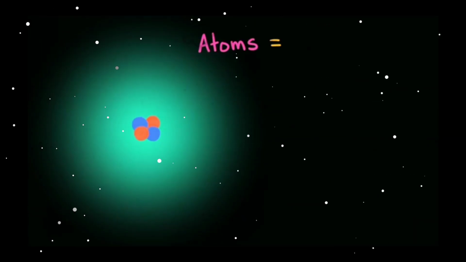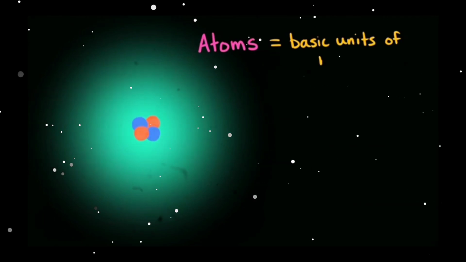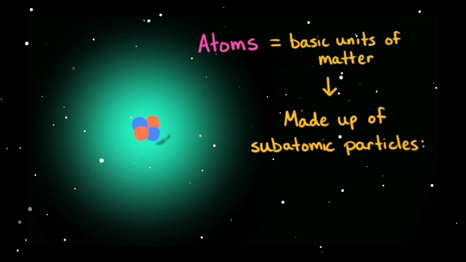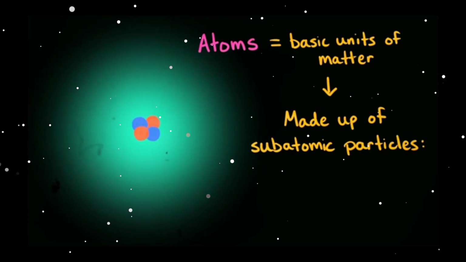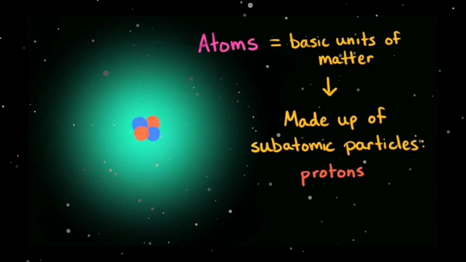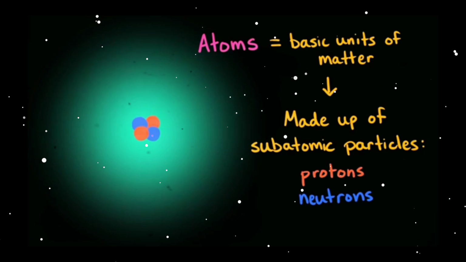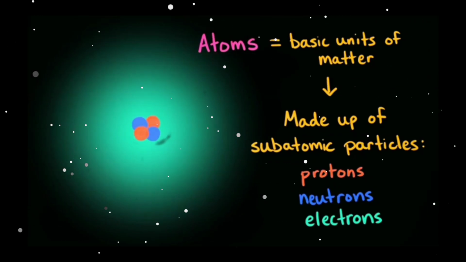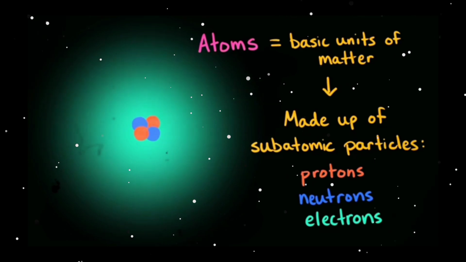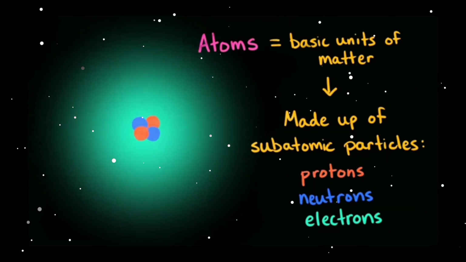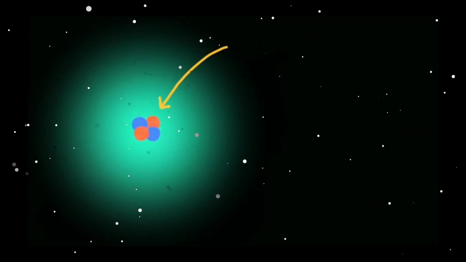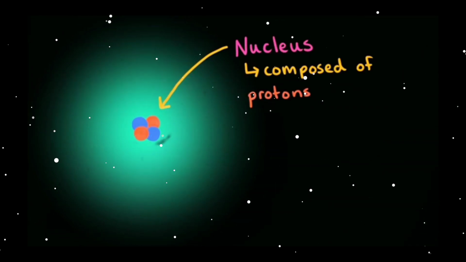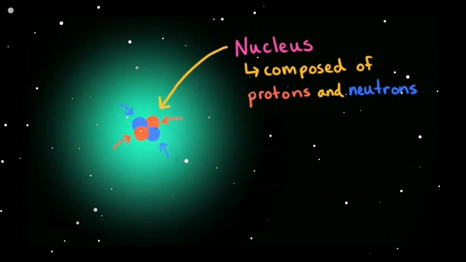Atoms are tiny particles that are basic units of matter, like building blocks. But atoms themselves are made up of even smaller subatomic particles called protons, neutrons, and electrons. Let's take a look at the simplified diagram to learn more about these subatomic particles and the structure of an atom. In the center of an atom, we have the nucleus, which is composed of protons and neutrons.